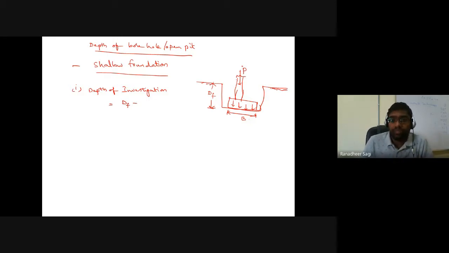Generally, let's say the stress that is getting transferred from the footing onto the soil at the footing level is Q.